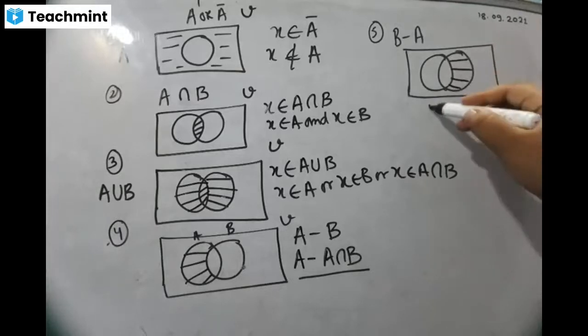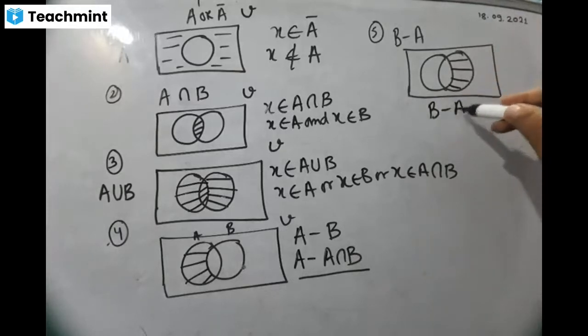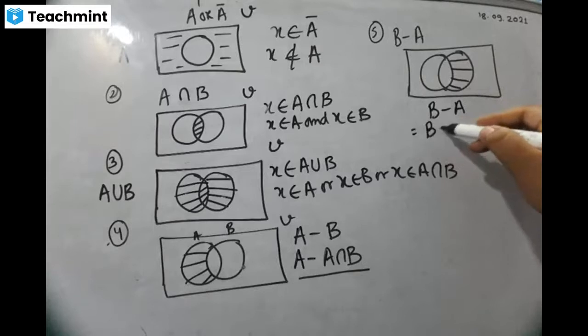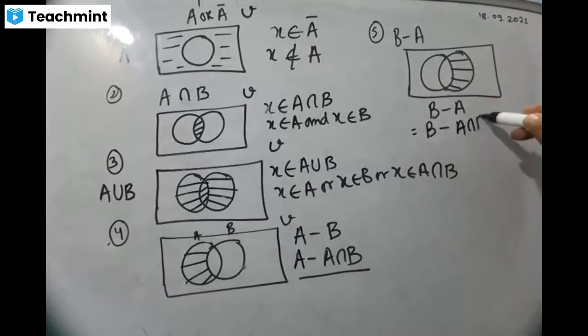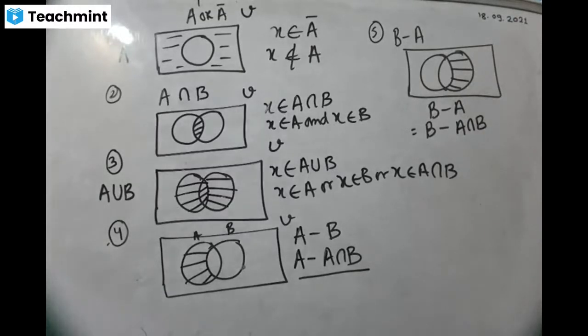So in other words, B minus A can be written as, from B I am eliminating this part, and this part is nothing but A intersection B. A intersection B. So please go through once again, everyone look at the board.